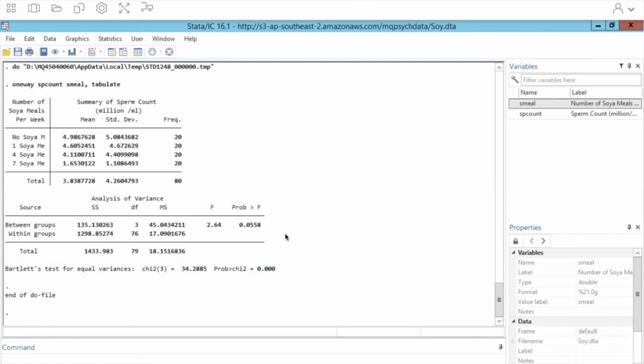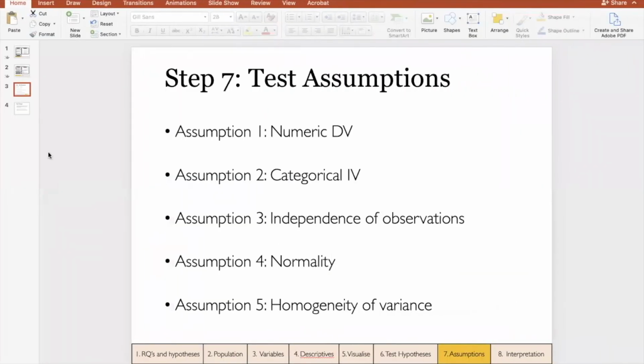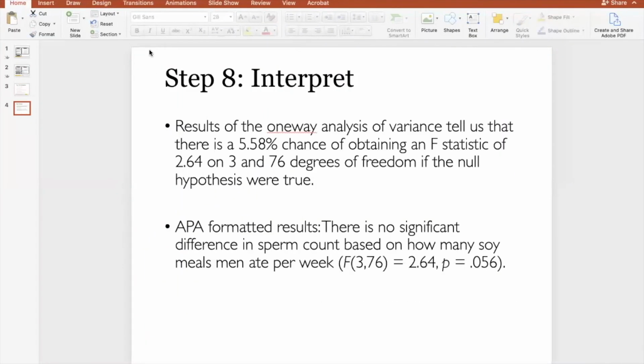So let's go ahead and move on to step 8, which is the final conclusions. This is where we interpret the results. And you can write this out in two ways. First, what these results are telling us is simply that this one-way analysis of variance tells us that there is a 5.58% chance of obtaining an F statistic of 2.64 on 3 and 76 degrees of freedom if the null hypothesis were true.